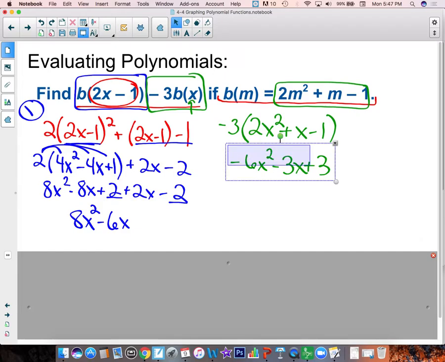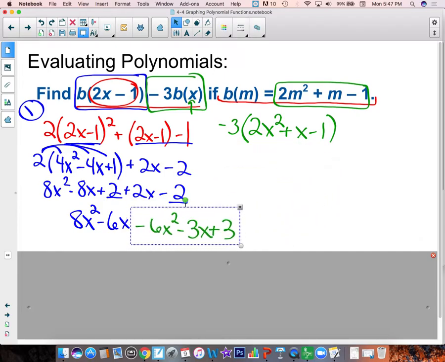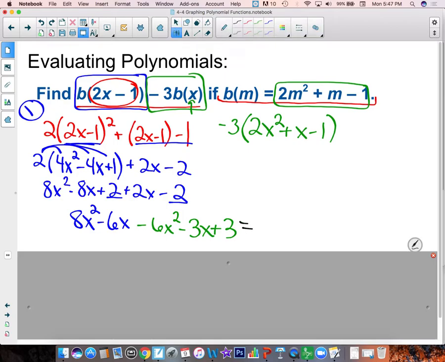Okay, now I'm going to put this together with that, and that'll be my final answer. So 8x squared minus 6x squared gives me 2x squared. -6x minus 3x, that's -9x. And then we just have that positive 3 hanging out in the back end there. So that is the answer.